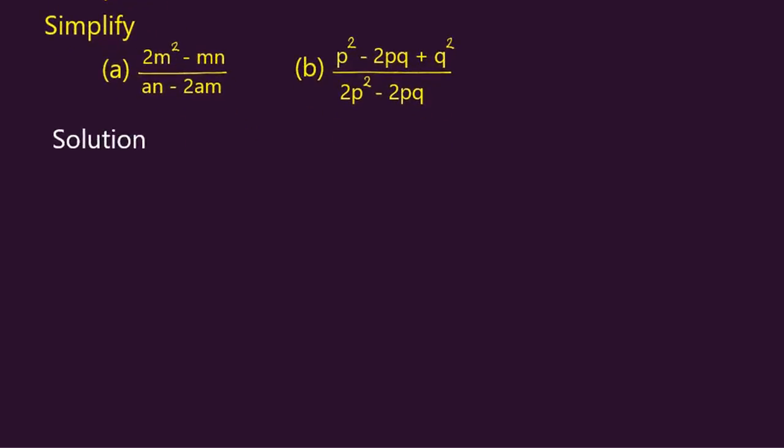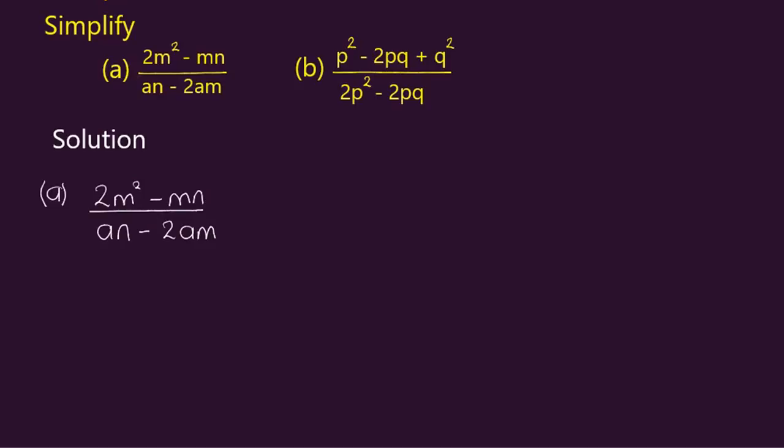Starting with part A, 2m squared minus mn divided by an minus 2am. If you can recall what I told you in the previous example, we said you first factorize both the numerator and the denominator to see if there's any chance to cancel out some terms and simplify your fraction.